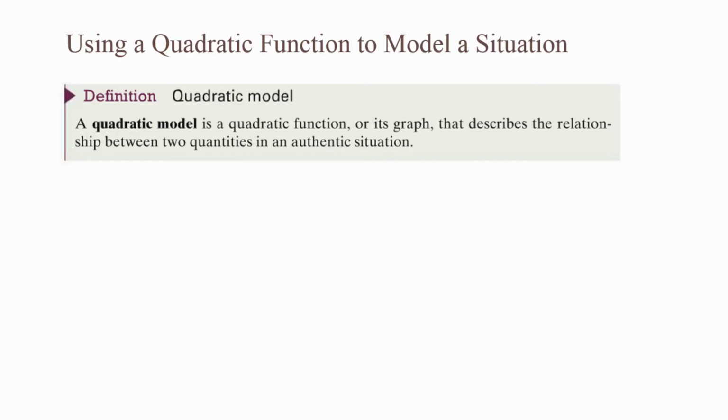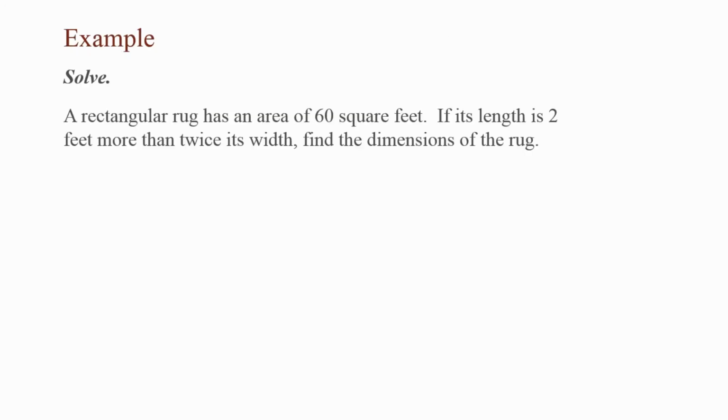Using a quadratic function to model a situation. A quadratic model is a quadratic function or its graph that describes the relationship between two quantities in an authentic situation. For this example, we want to solve. A rectangular rug has an area of 60 square feet. If its length is 2 feet more than twice its width, find the dimensions of the rug.